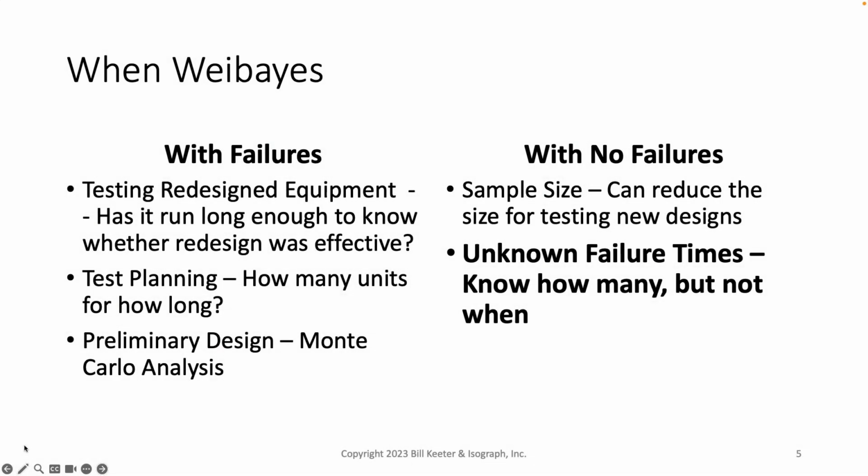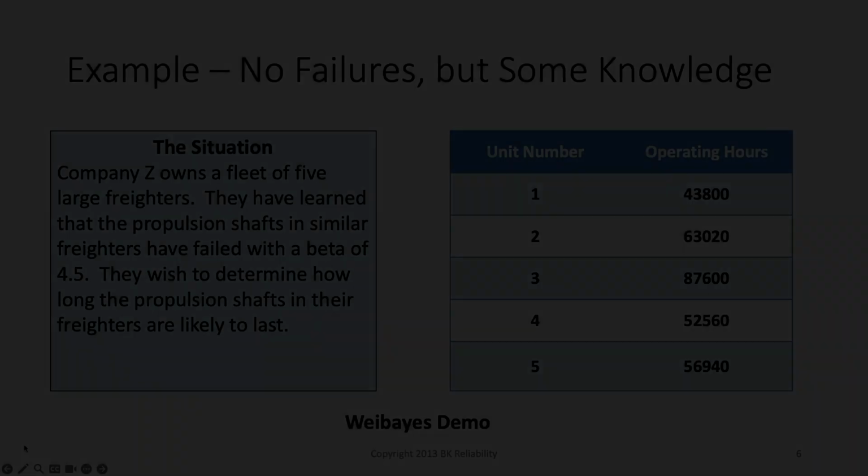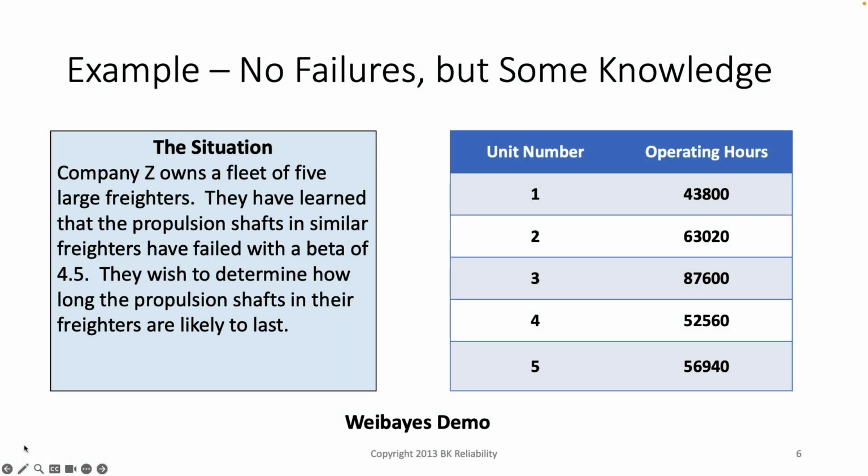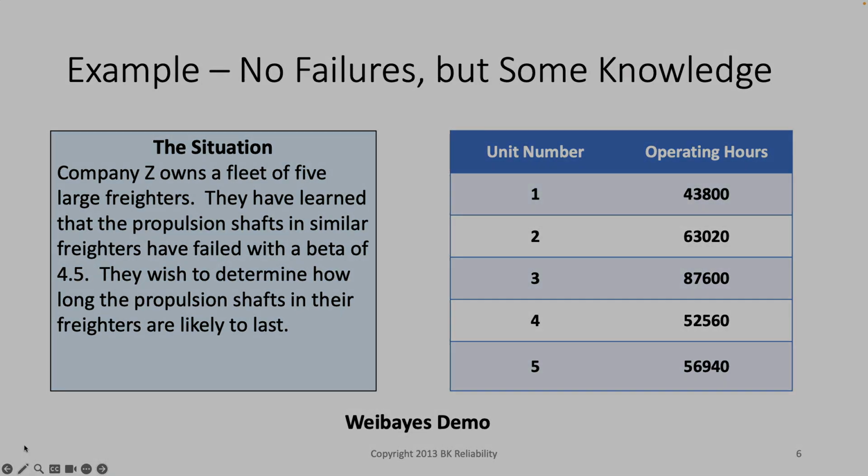Weibayes has many uses. In this presentation, we will use it to help create failure distributions when we have unknown failure times. In this example, we will look at a shipping company with six large freighters. Ships will be disabled and unable to proceed on their journey if a propulsion shaft fails in service. They have not experienced any failures in the fleet, but they know the Weibull shape factor based on information from the shaft manufacturer about failures in other fleets.